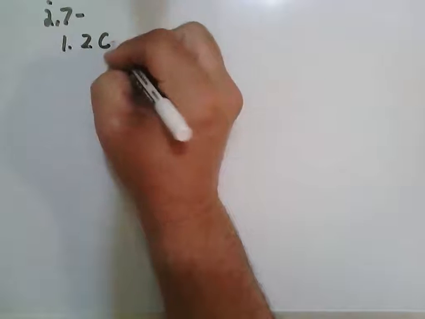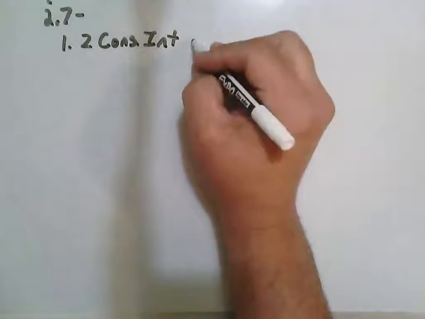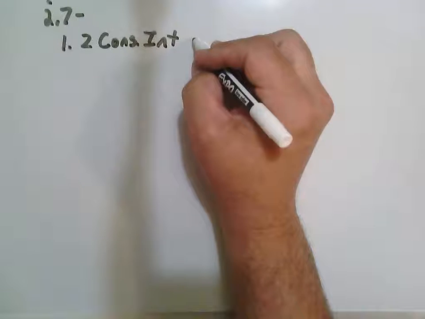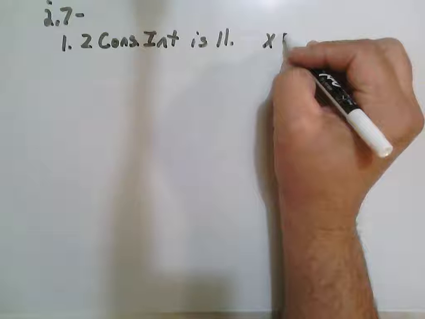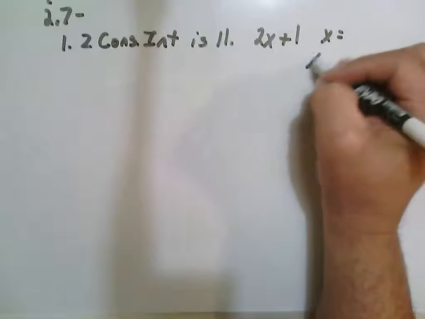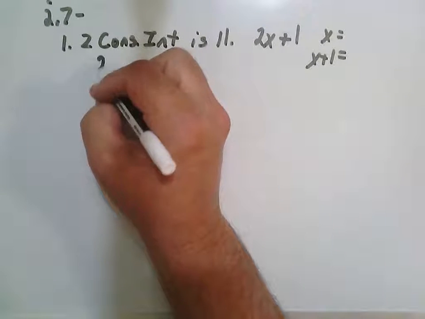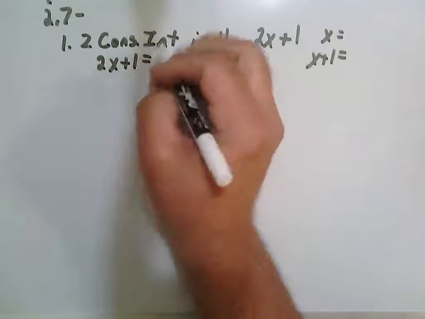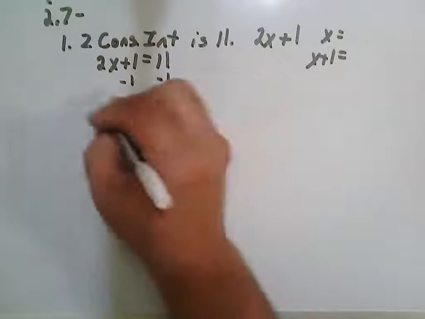It basically says 2 consecutive integers and their sum is equal to 11. So remember, we're going to use our formula of 2x plus 1, but remember we're trying to figure out what x is and what x plus 1 is because that's our consecutive integers. So basically our formula is 2x plus 1 is equal to 11. Solve it just like you solve anything else. Letters on one side, numbers on the other.